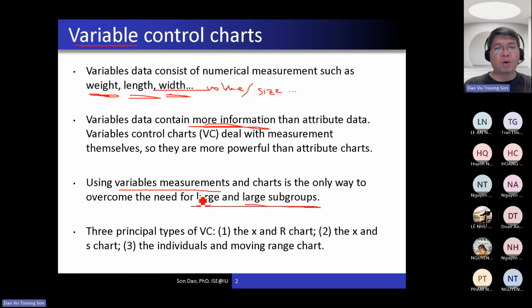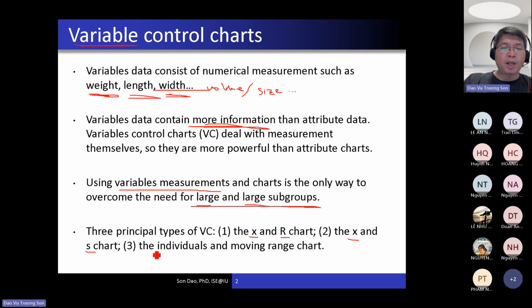There are three common variable control chart types. So we have X and R, we have X and S, and we have individuals and moving range charts. Each of the types has two components. The first type has X, and the second component of the first type is R. The first component of the second type is X, and the second is S.